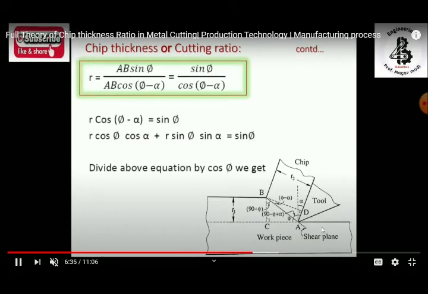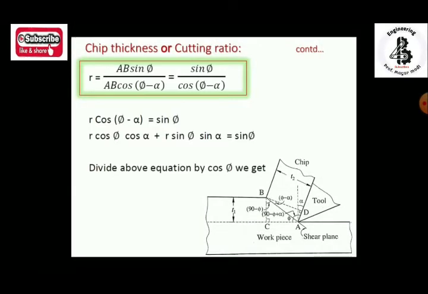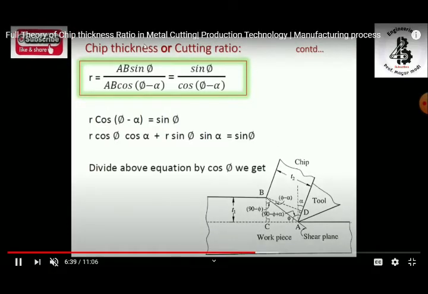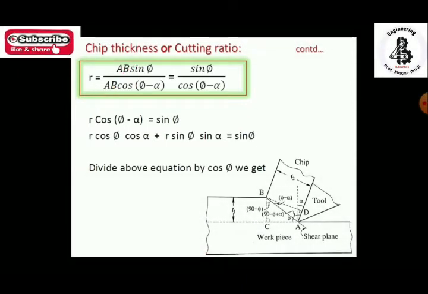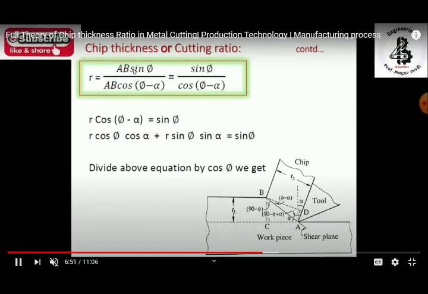T1 and T2 values, we substitute the equations. Chip thickness ratio, or cutting ratio, gamma is equal to AB sin phi divided by AB cos(phi minus alpha). AB cancels here, so r equals sin phi divided by cos(phi minus alpha), and then r cos(phi minus alpha) equals sin phi.